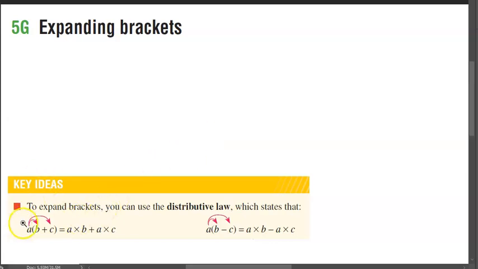Now there's this rule that says when you have a term A being multiplied with 2 terms that are being added together within brackets, say B and C, this means we get A and multiply it by B, and we add A multiplied by C. What this equates to is AB plus AC.